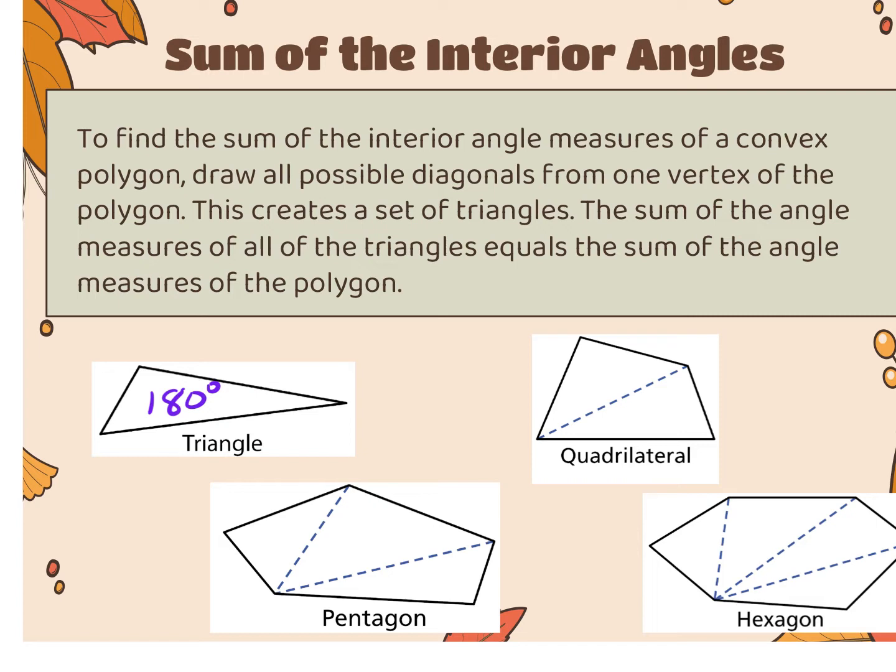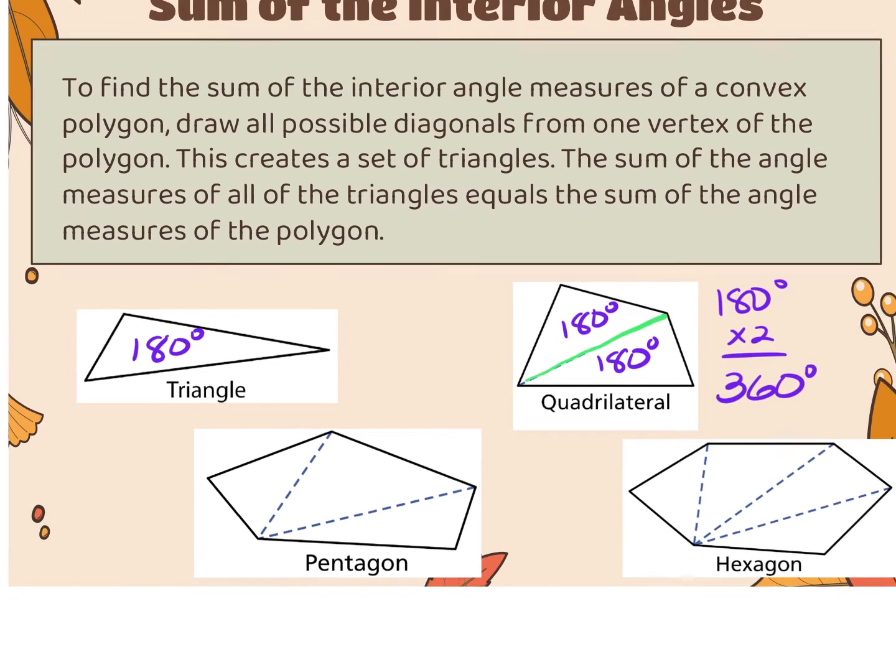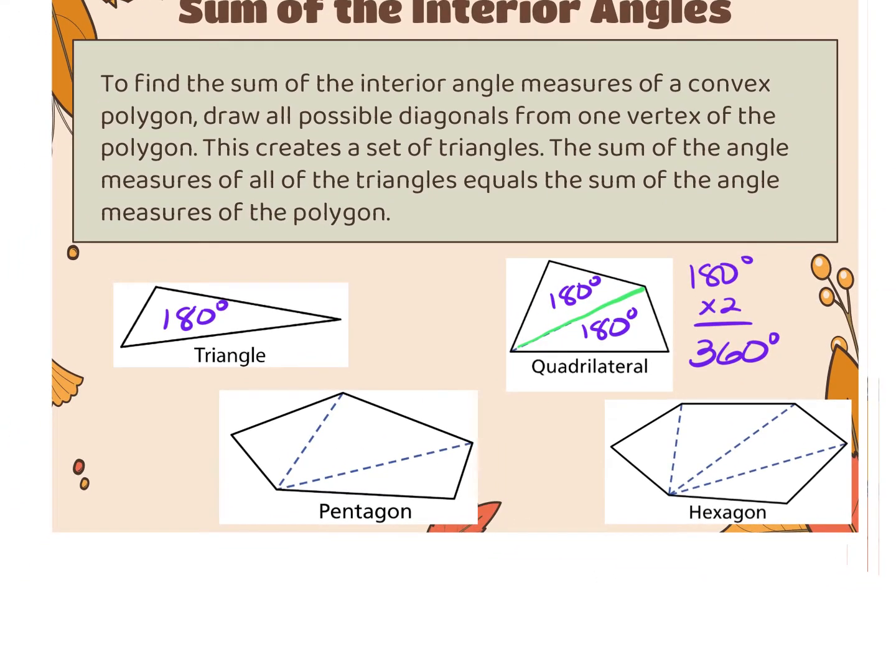However, in this quadrilateral, I can draw in a diagonal, which is now creating two triangles. And again, the two triangles each measure 180. So I can either add 180 plus 180 or do 180 times 2. And the sum of the measures of a quadrilateral will always equal 360. Same thing for the other two figures down here at the bottom.